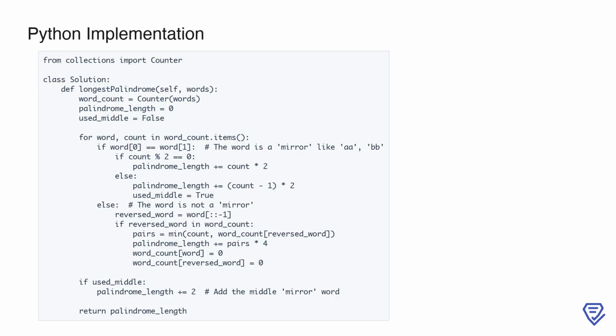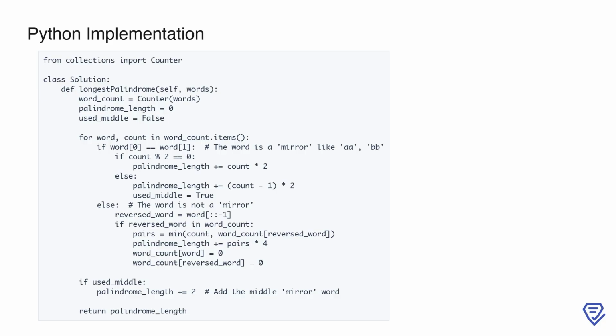If the count is odd, one word must be left unused, but it can potentially serve as the middle word of the palindrome. 2. Non-mirror words. These are words like ab, cd, where the two characters are different. For such words, we check if their reversed counterpart, e.g., ba for ab, exists in the counter. The number of valid pairs is determined by the minimum frequency of the word and its reverse, and these pairs contribute to the palindrome length.